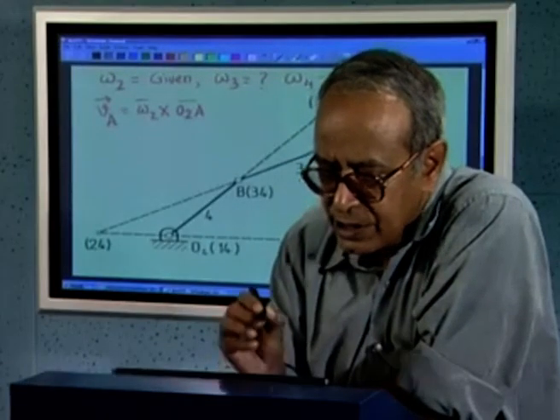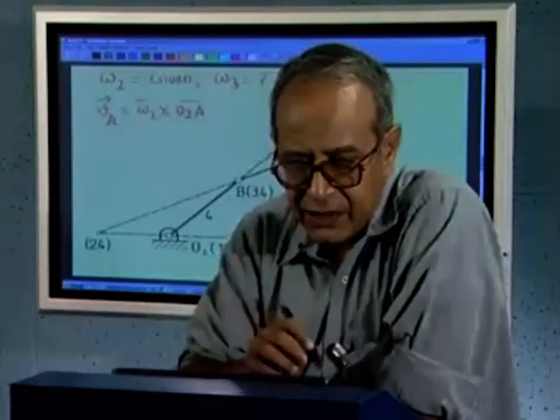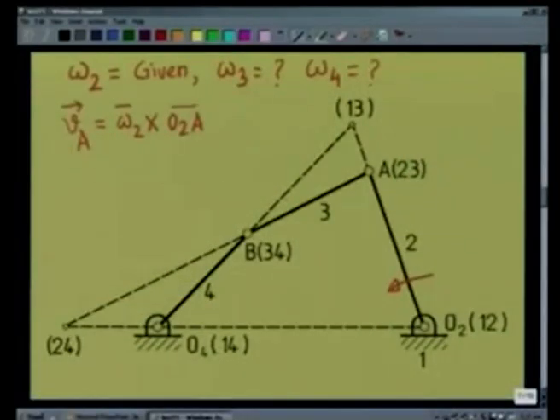Since omega 2 is given and O2A is known, I can find the velocity vector VA from the input angular velocity. Now A happens to be the relative instantaneous center 2, 3. That means if I consider this point A to be a point on link 2, whatever its velocity, if I consider it to be a point on link 3, then it will have the same velocity.